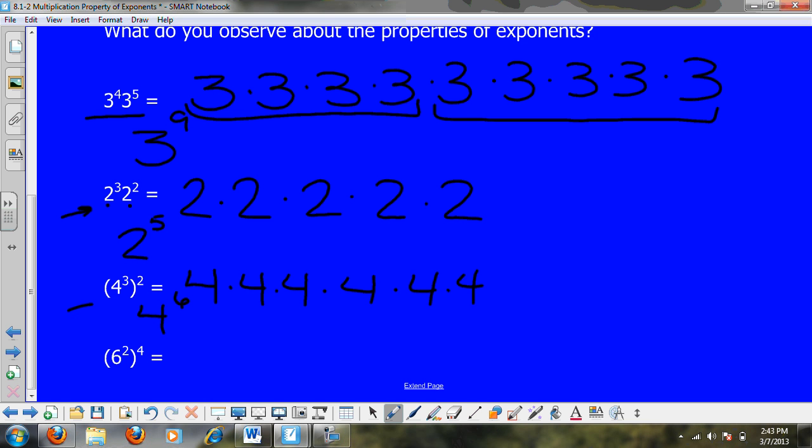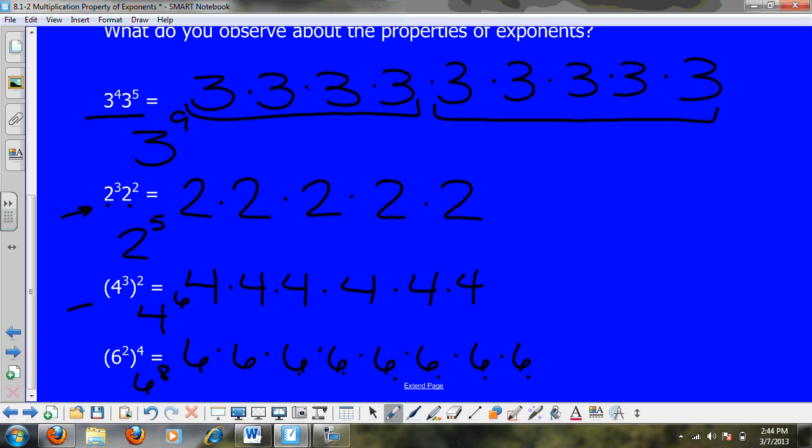The quantity 6 squared to the 4th power. That means I'm going to square 6 4 times. So 6 times 6, do that again, 2 times, 3 times, 4 times, right? So that's 1, 2, 3, 4, 5, 6, 7, 8. So the quantity 6 squared to the 4th really becomes 6 to the 8th.